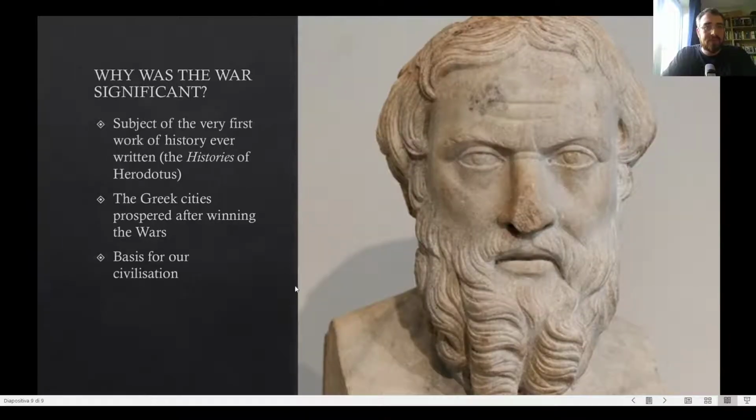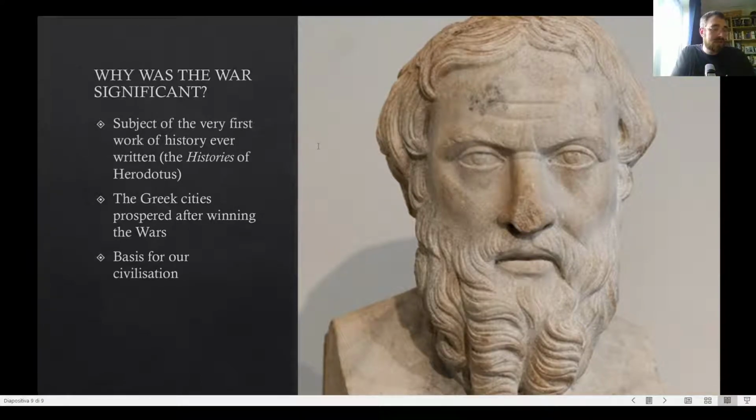So, again, why are we talking about the Persian Wars 2,500 years after the events? Because essentially our entire civilization would not exist without them. Or, if it did, it would be very, very different. Now, first of all, the Persian Wars are the subject of one of the most ancient works of history surviving to this day, the Histories of Herodotus. It is the first war that was written about in detail and at length, and not just in triumphal inscriptions.